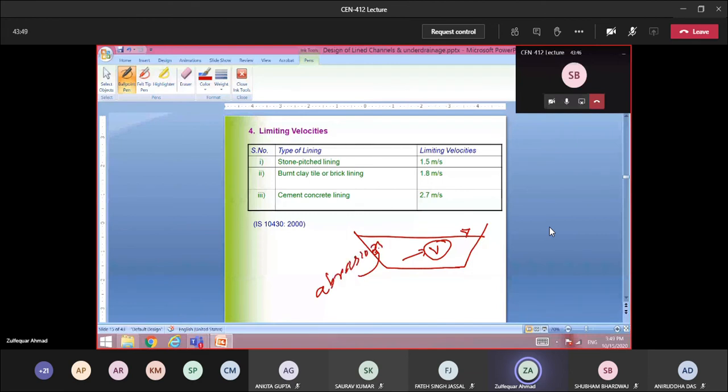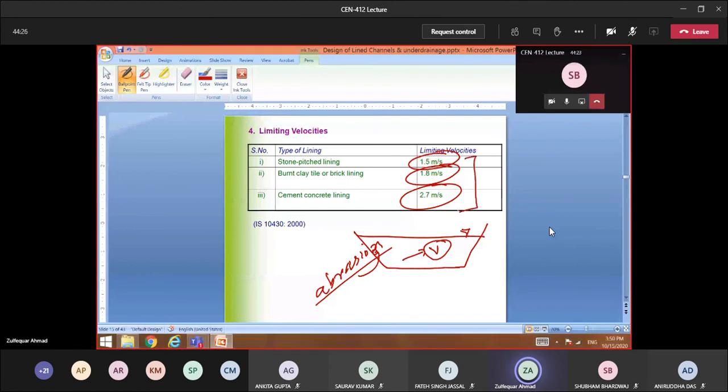To control this, some limiting velocity is recommended by the IS code. In the case of the stone pitch lining, 1.5 meter per second. This is the maximum velocity that you have to allow. For the brick lining, 1.8 meter per second. For the cement concrete lining, 2.7 meter per second. So 2.7 meter per second is the permissible velocity for concrete lining, right? So have you understood this? While designing the lining, you have to keep that in mind.